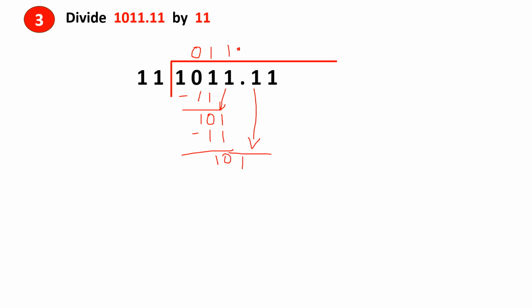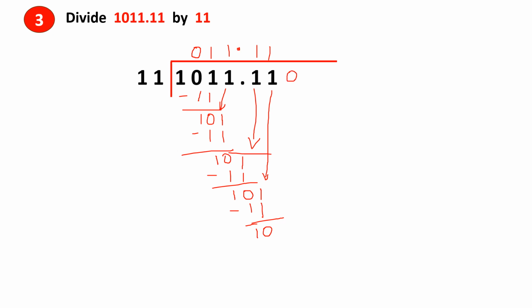Now compare 101 with 11. So 101 is greater. So put a 1 here. Then 1 here. Again subtract. 10. When you subtract, again bring this 1 down. Again compare this 101 with 11. So it is greater. So put a 1 here, so 1 here. Then subtract. So again we get 10. So put a 0 here.